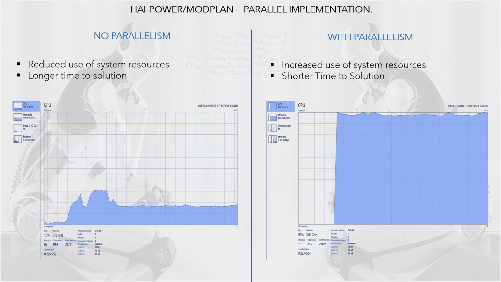In high algorithms there are different implementation options that make different use of parallelism. Each release involves variations in algorithms and therefore variations in cost. The graph presents the effect of the parallel implementation of the standard high-power/mod plan algorithm. The effects are: no parallelism, reduced use of system resources, and longer time to solution. With parallelism, increased use of system resources, and shorter time to solution.